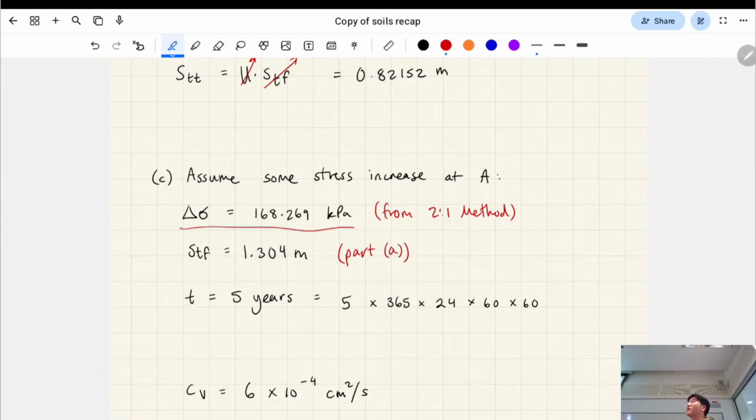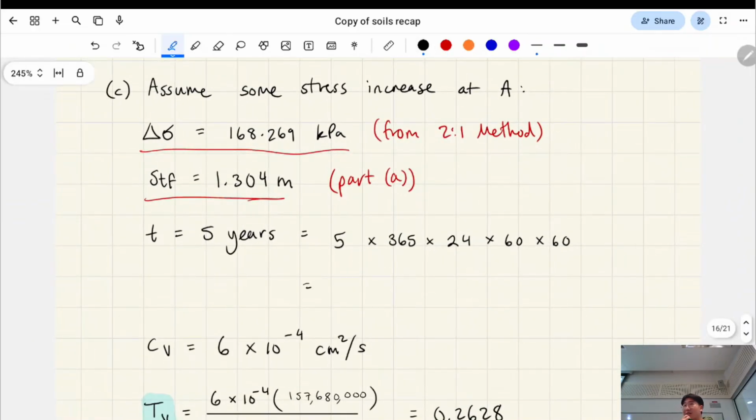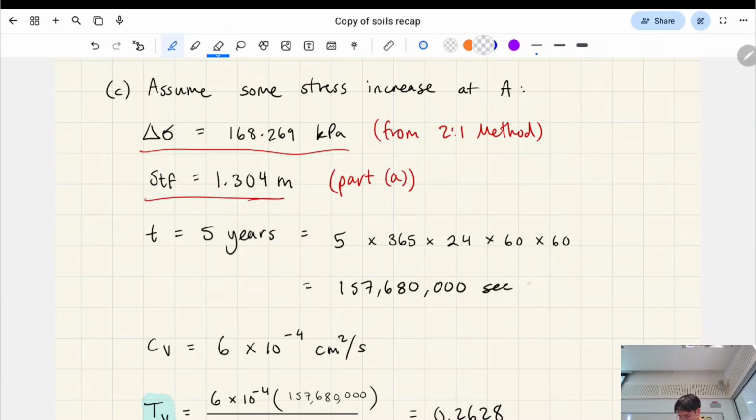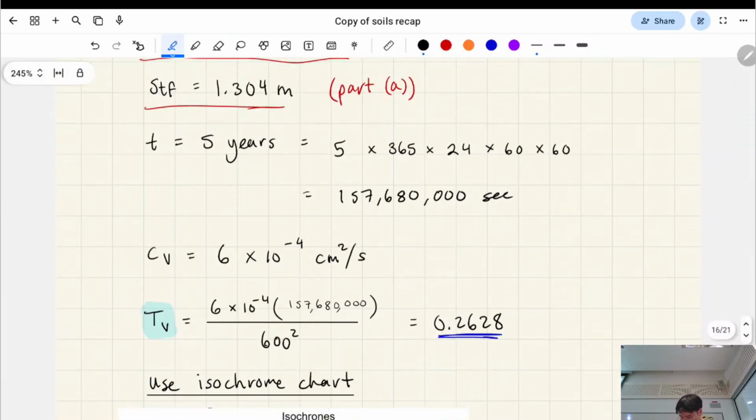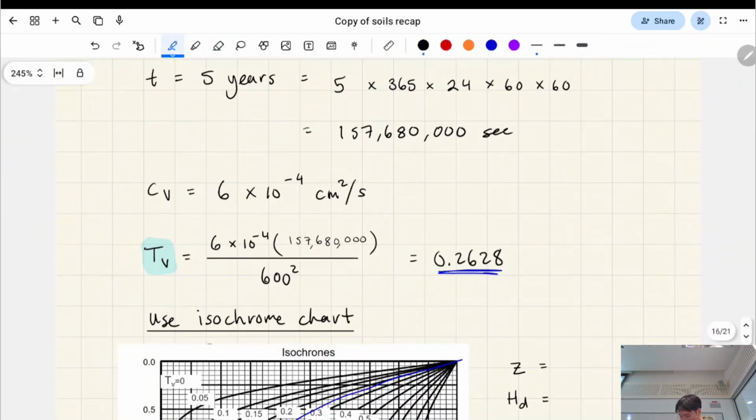So these were from previous parts, right? So we calculated what the increased stress would be due to the loading of our platform, the installation of our platform. We also calculated what the settlement was going to be at the very end, right? Now we have a new time. It said 5 years, right? That's going to give us this number in seconds. We're going to keep using CV. Now we're going to plug in everything again into TV. The only thing that really changed was the fact that we did it for 5 years instead of 6 years, right? But we're going to get a lower TV value, right?